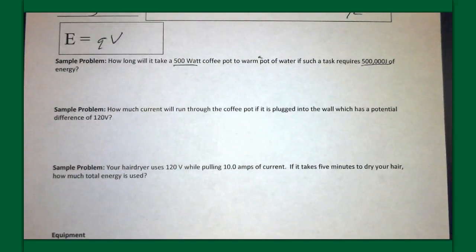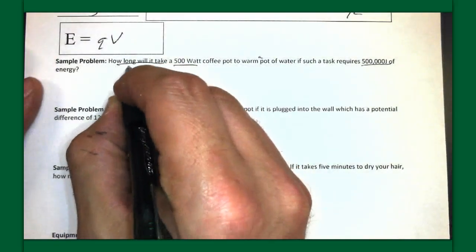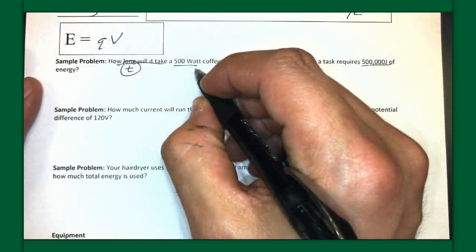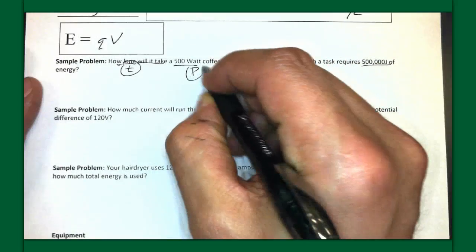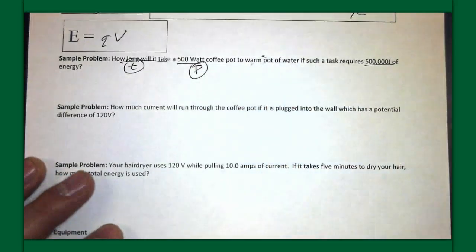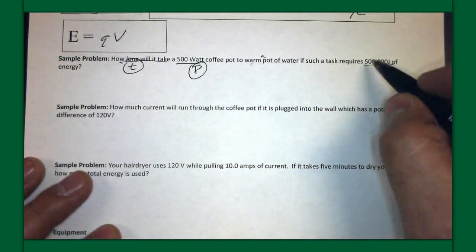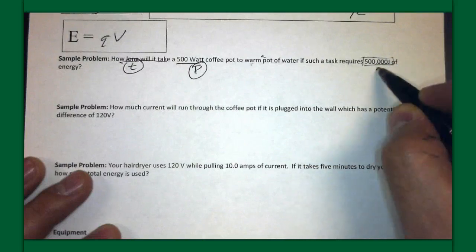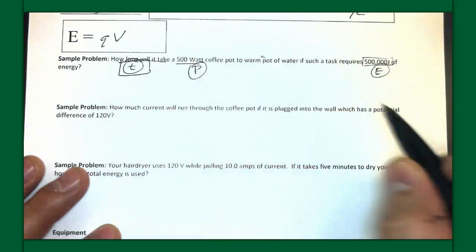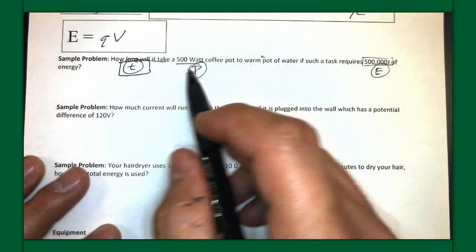Let's just look at it and figure out what they've given us and what they want and find an equation that fits that. So how long will it take? That means they're asking for the time. 500 watts. Hopefully you can figure out that they're giving you the power of the coffee pot here. That's how fast the coffee pot can convert electrical energy into heat energy, because it's going to do that to warm the pot of water. It takes 500,000 joules of energy, this is electrical energy, to do that. It takes energy. So they give us the E, they give us the power, and they want time.